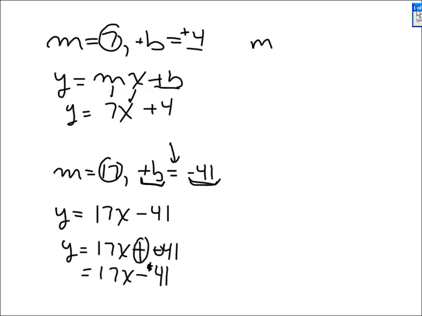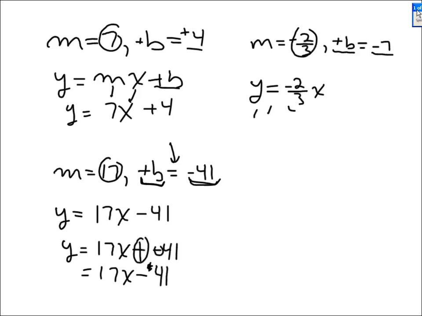If I tell you m is negative 2/3 and b is equal to negative 7, you should always write plus b. Well then, y is equal to m. For this problem, that's how I write m, mx. And for this problem, instead of plus b, I write minus 7. Y is equal to mx plus b. Plus b is written that way.